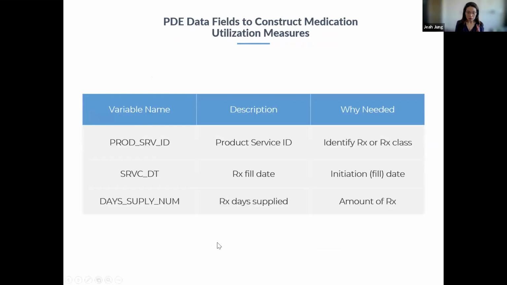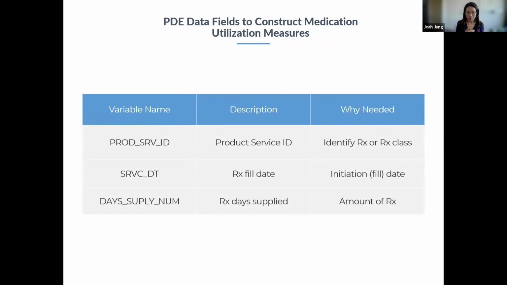In summary, you actually need only 3 key variables in PDE data to study medication utilization. The first one is the product service ID, the second one is the service date, and the third one is days supply. So make sure that you really check these variables when you request PDE data.